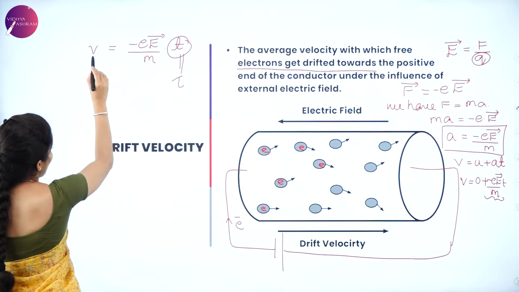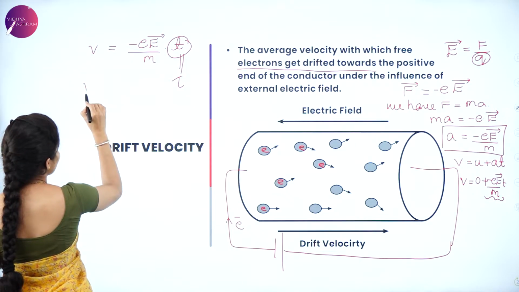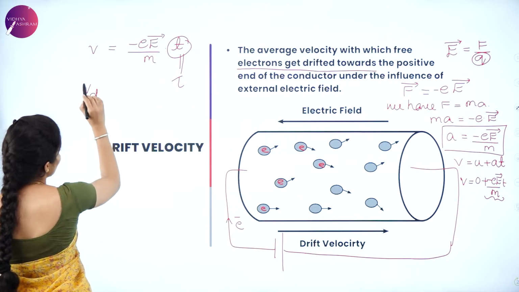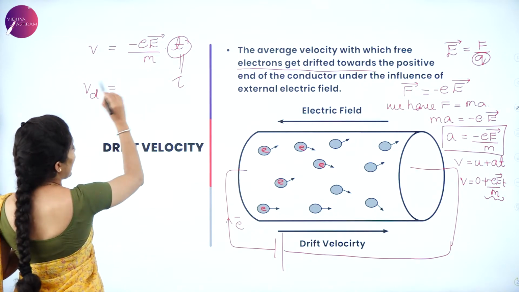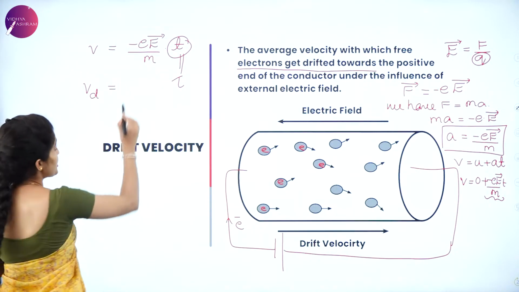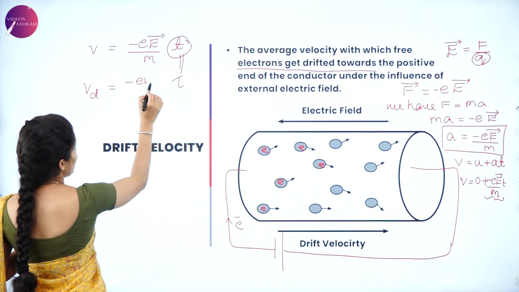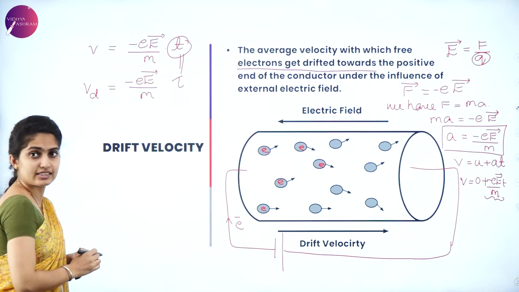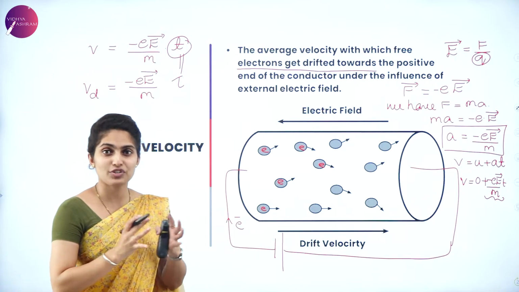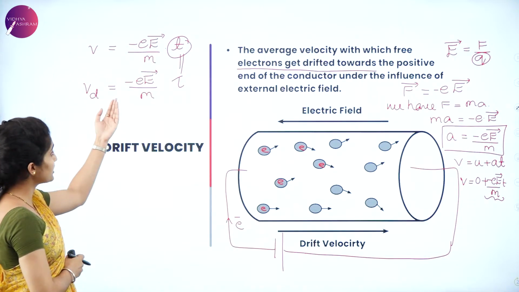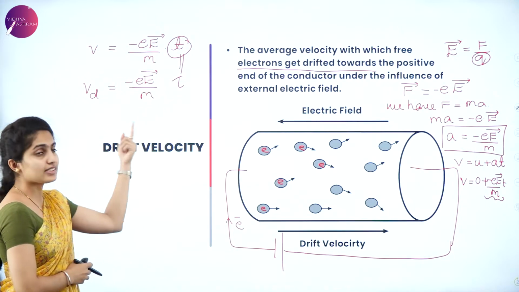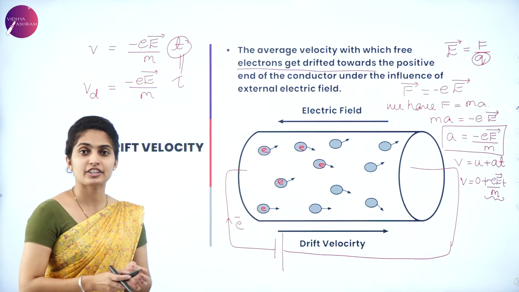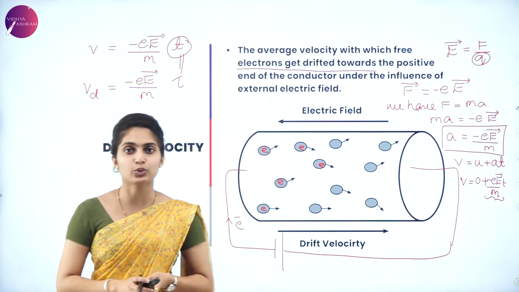Okay, so you have got your velocity with which your electrons have drifted, called the drift velocity, and this can be written using the relaxation time, and write your acceleration value the same as it is. So what is the equation we have got? Drift velocity is nothing but this equation: minus e vector E divided by m, into tau.